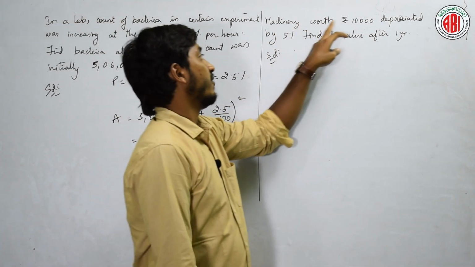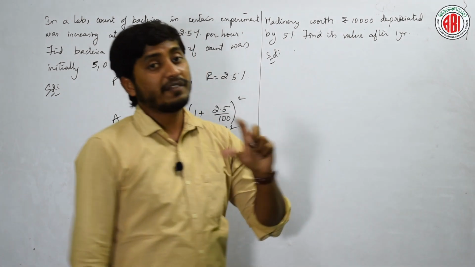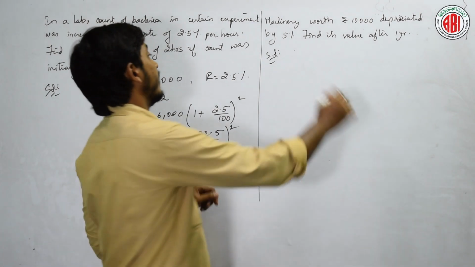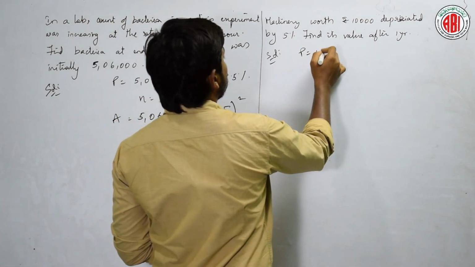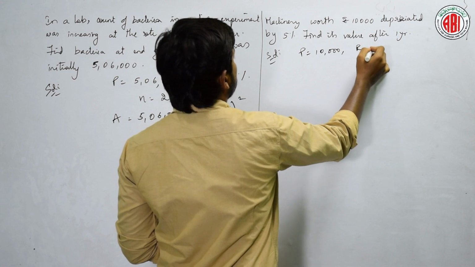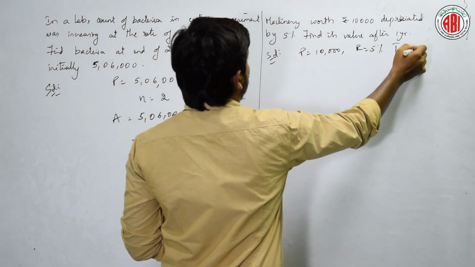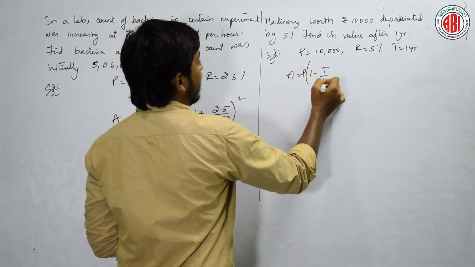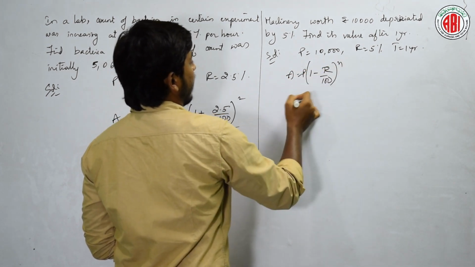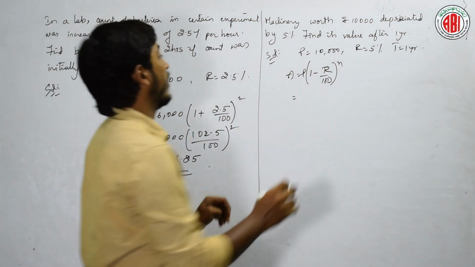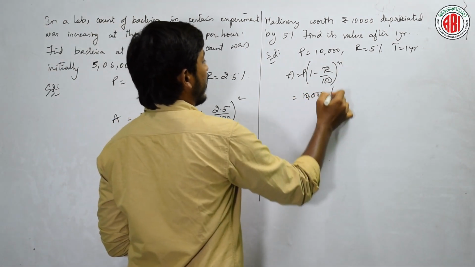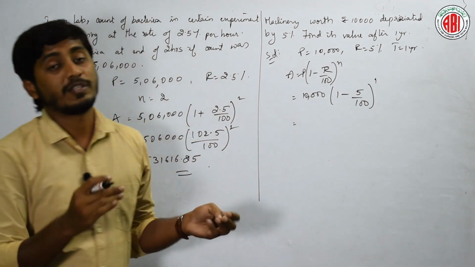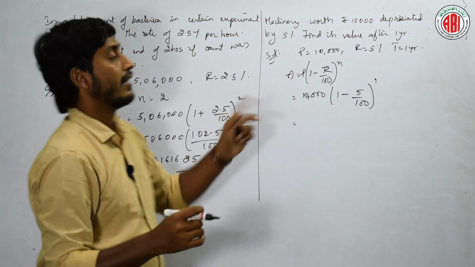He is telling that machinery worth 10,000 depreciated by 5%. Find the value after 1 year. That is the same thing. Principal is 10,000, rate is 5%, time is 1 year. Depreciation, then the amount is P into 1 minus R by 100 whole power N. That is 10,000 into 1 minus 5 by 100 whole power 1. Depreciation means decreasing it.